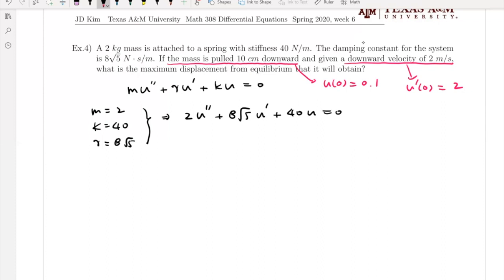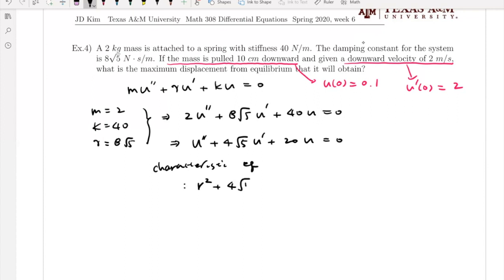So now we have to work on this differential equation, okay? For my convenience, let me divide by 2 to clear the leading coefficient. So this differential equation can be written as u double prime plus 4 square root of 5 u prime plus 20u is equal to 0, okay? Then definitely this is a homogeneous second order linear differential equation, right? So we can use the characteristic equation, which is r squared plus 4 square root of 5 r plus 20 equals 0, okay?